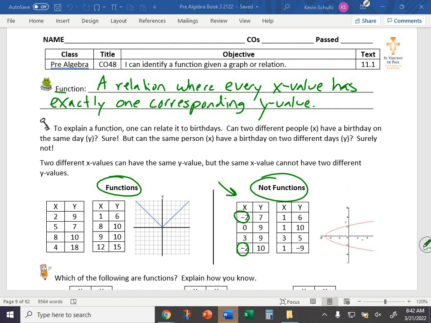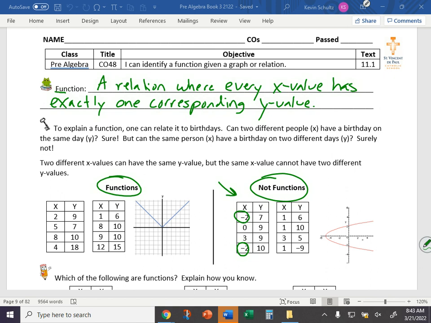Okay? So let's go back to our definition. It says a relation where every x value has exactly one corresponding y. I went through each of these x values in these function tables, and every x had only one y value. But here, if I said, what's y when x is -2, you've got two different things to say. When x is -2, y is both 7 and 10. That's what makes it not a function.